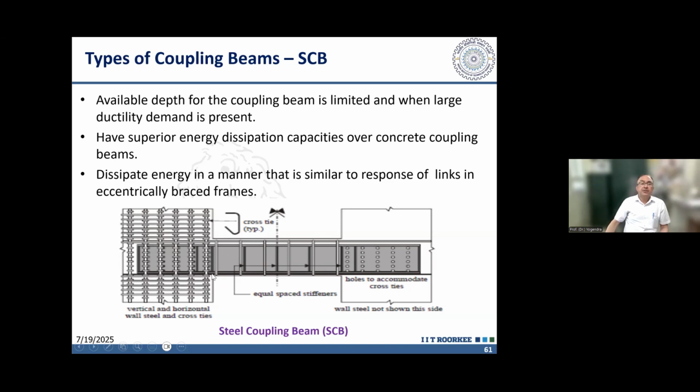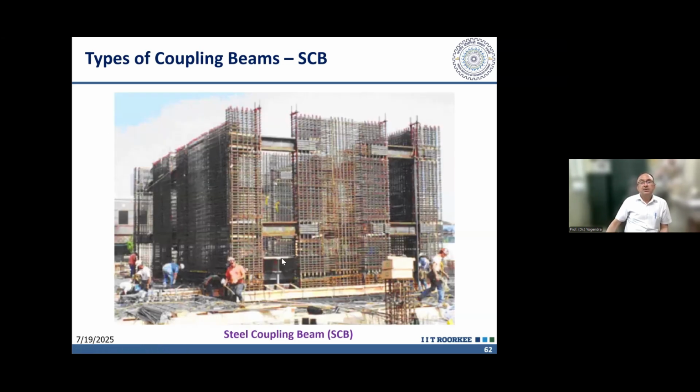The second issue is that the anchorage length of this steel element into the shear wall needs to be sufficient, because when it is subjected to double curvature bending, it will apply very large bearing stresses on the concrete, and the concrete adjacent to this element, here or here, may get crushed. That needs to be avoided. This is a typical detailing photo I have taken from the net, where special confining reinforcement along with steel coupling beams is shown here.